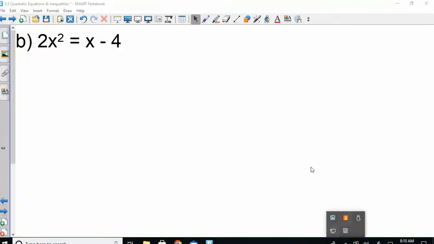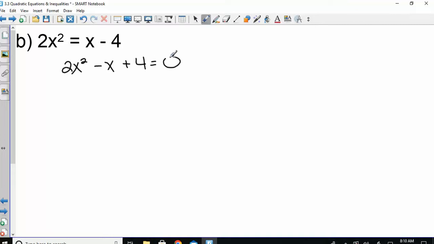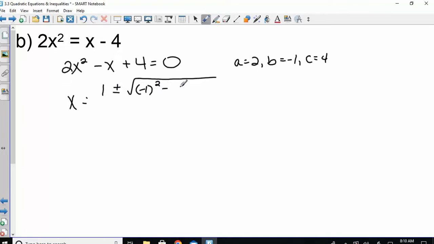Alright, let's check. Which side did you move everything to? So we have 2x squared minus x plus 4 equals 0. So in this, our a is 2, b is -1, c is 4. So x equals the opposite of b, so the opposite of -1 is 1, plus and minus the square root of b, -1 squared, minus 4 times a times c, all over 2a.